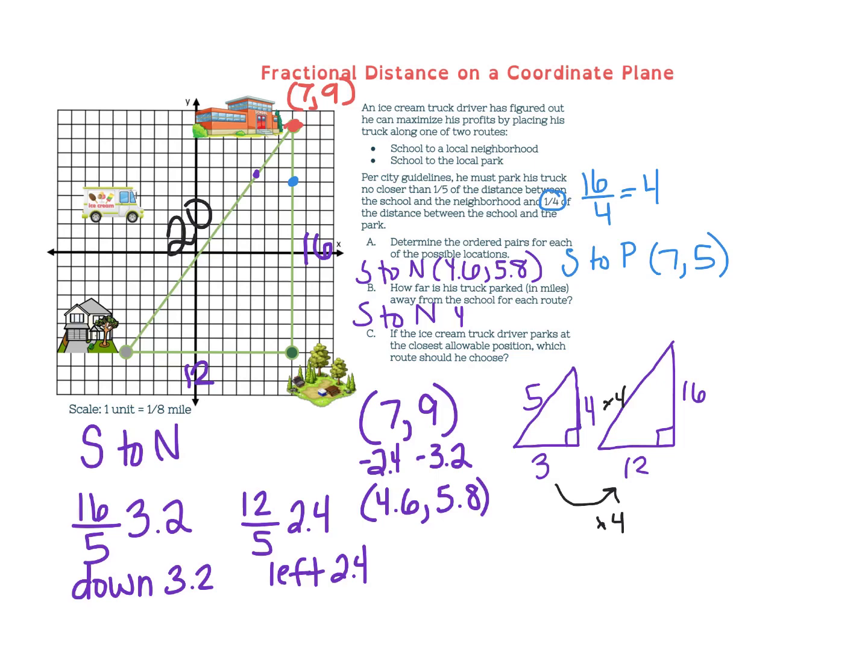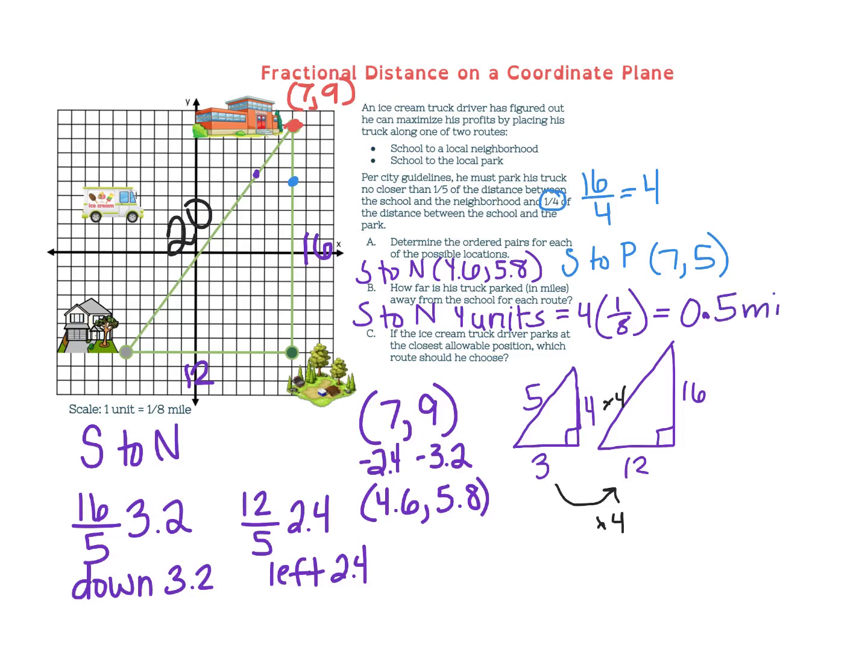Oh my goodness, y'all, I'm trying to spell units. 4 units. There we go. Okay, now if I compare that to my scale at the bottom, it says 1 unit is the same as 1/8 of a mile. So 4 times 1/8 is going to give us 1/2. So that's half of a mile.